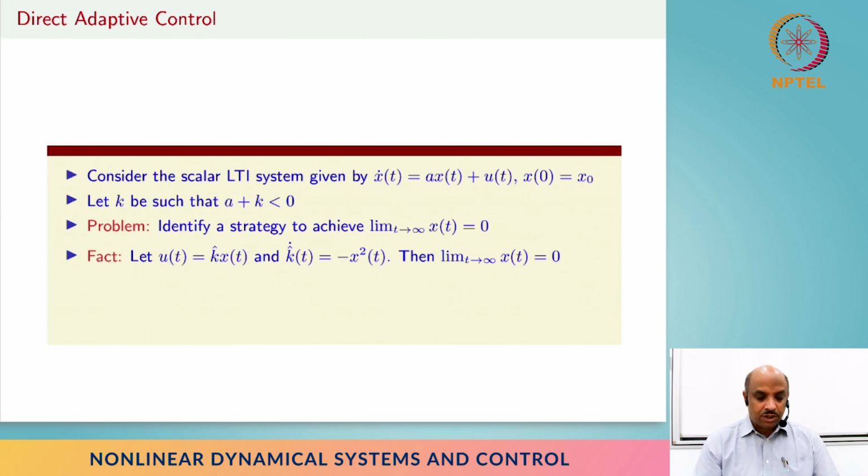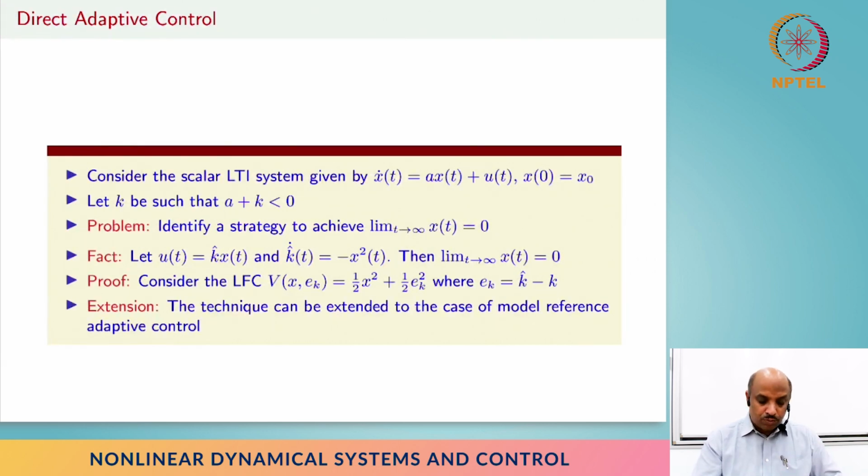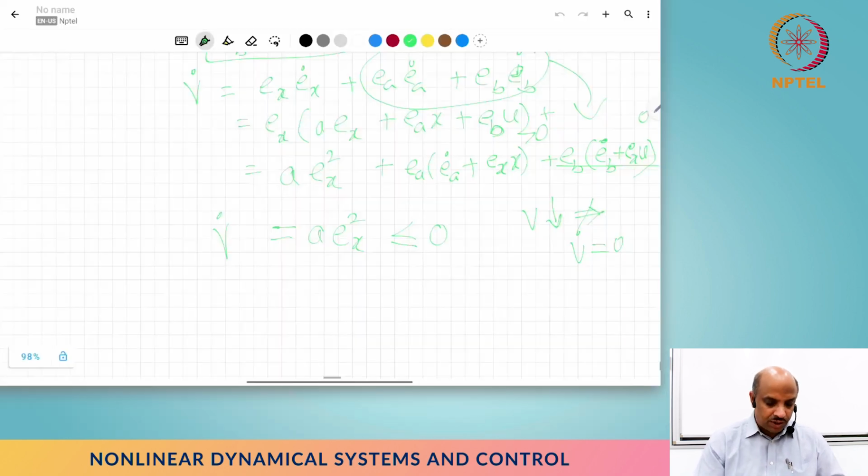If we understand what stability is in each of the scenarios, then we can do that. The result is basically something like this. If I pick u of t equal to k hat of t times x of t, where k hat is an estimate of k, how is the estimate updated? k hat dot is equal to minus x squared of t, coming from the state. Then we can prove that the limit of x of t goes to 0, and the proof is based on a Lyapunov function. I'll show you in a second, and the technique can be extended to model reference adaptive control, which we will state later. So let me show you some of the details of the proof.